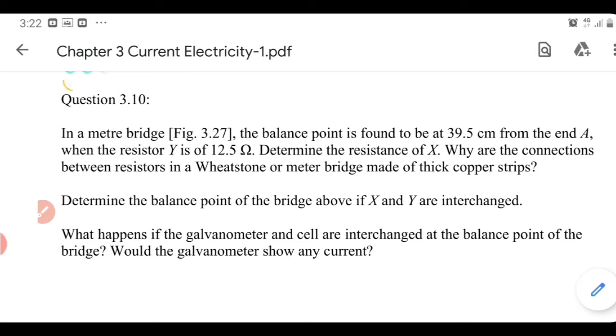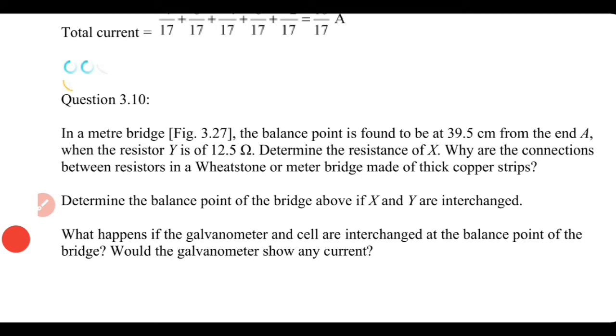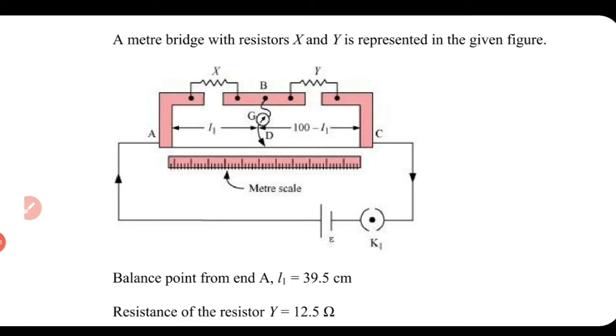So the circuit mentioned here is that text diagram 3.27, the usual meter bridge circuit. Here the balancing point or length is found to be 39.5 centimeter from the end A when the resistor Y is 12.5 ohm. So instead of R and S, here we have X and Y. We are asked to find the value of X. So this is the diagram of that meter bridge.